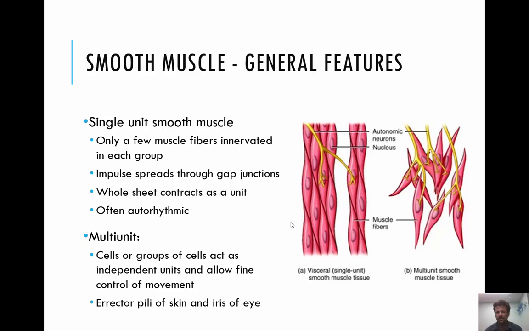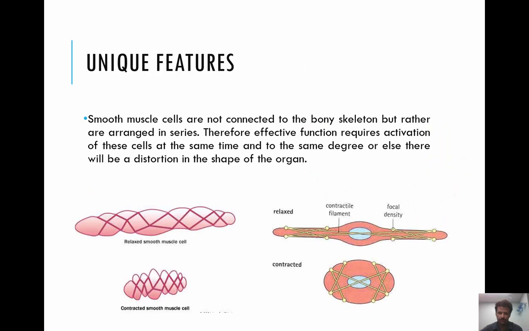But this is much less common. It would occur within the smooth muscles related to the hair on your body, the erector pili muscles of the skin, and also within the iris of the eye. And this diagram here just highlights the fact that smooth muscle is often not connected to the bony skeleton. And so the arrangement of the myofilaments within the smooth muscle allows it to contract against one another and actually change the shape and dimensions of the organs with which it functions.